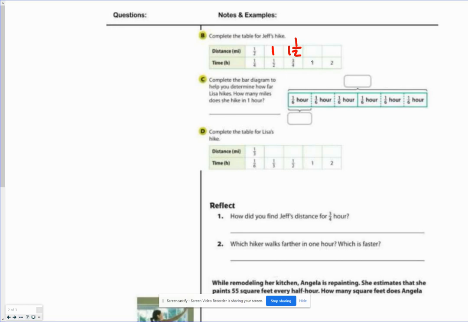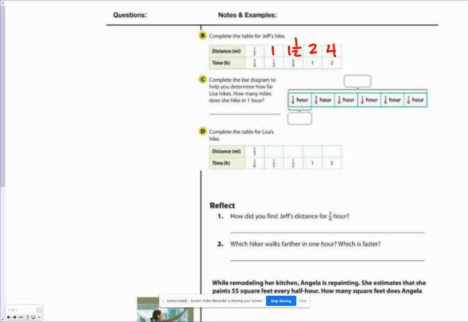And we said after 1 hour, he had gone a total of 2 miles. So if we said for 1 hour he goes 2 miles, for 2 hours how far would he go? Well, we double. We'll go 4 miles.